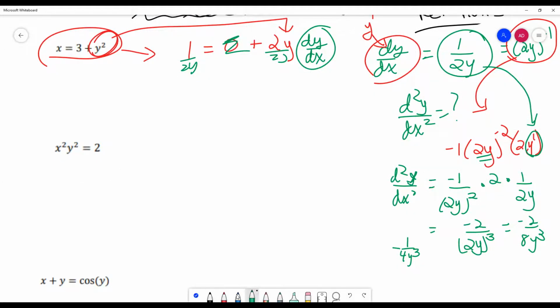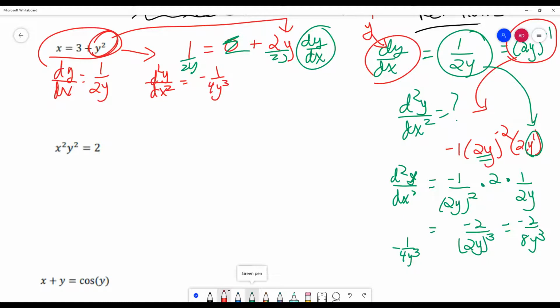Very fun. Okay, so what did we just find? We found that the first derivative, dy dx, is equal to 1 over 2y. And if I asked you to find the second derivative, or not just me, your calc teacher, right, then you would basically get negative 1 over 4y cubed in its simplest form.